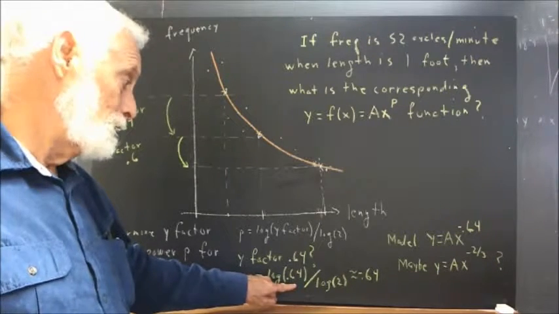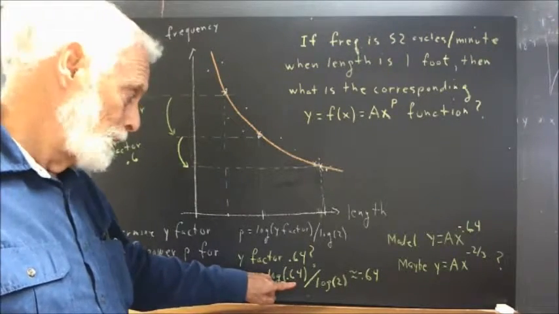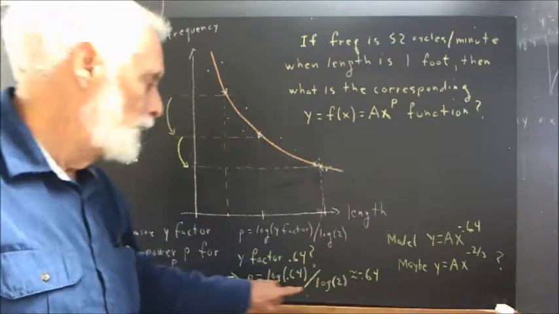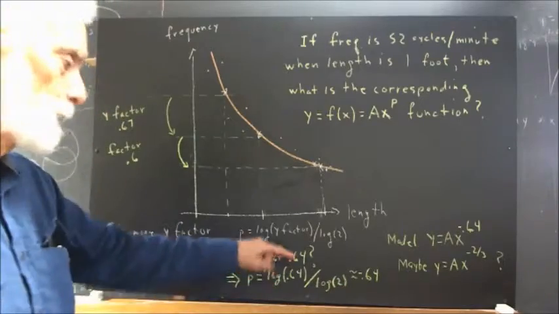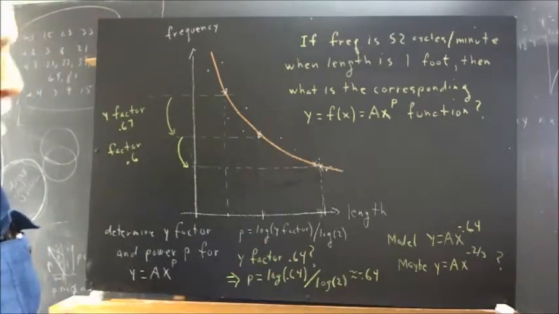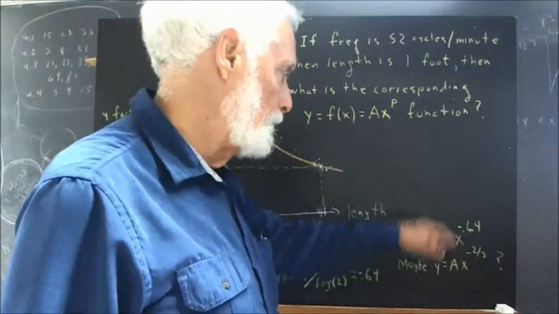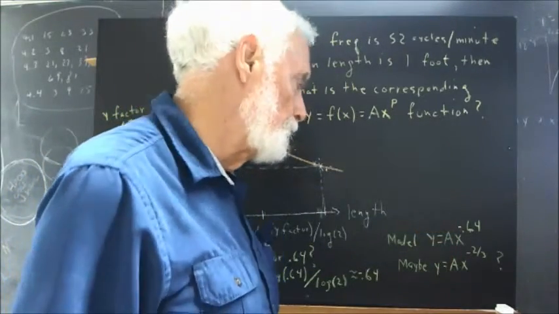the y factor. This number will be the negative of that number, and that one number is pretty close to negative 0.64. Okay, so that changes the model. It's not x to the negative 0.55, it's x to the negative 0.64.